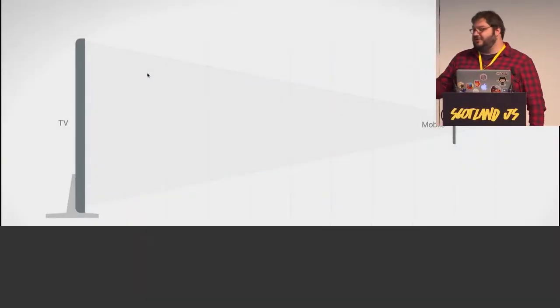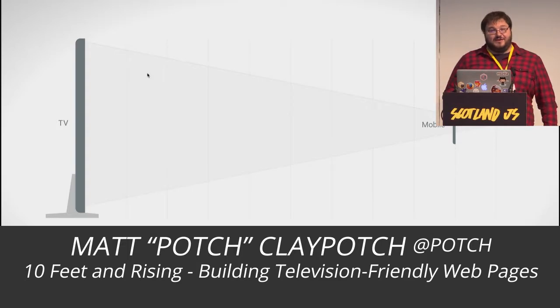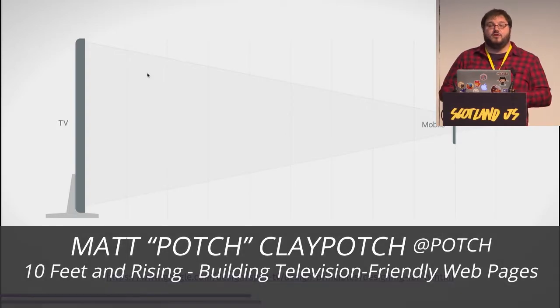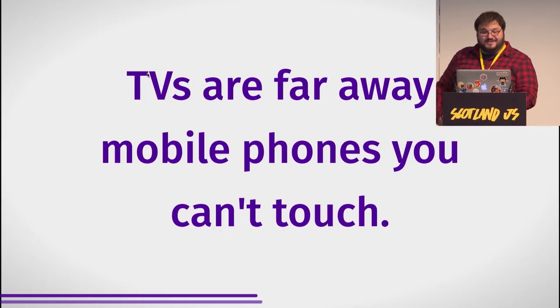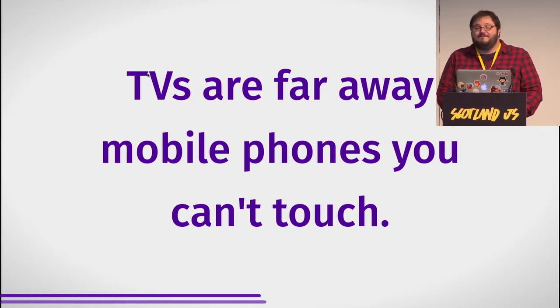Take out your mobile phone right now and just hold it in your hand and then hold it up against that projector. You're going to see that they're actually about the same size. Your phone's going to overlap the projector, which means that TVs are just far away mobile phones you can't touch. This is a surprisingly limiting piece of information, but does mean that all of that work we spent building mobile websites is going to pay off.